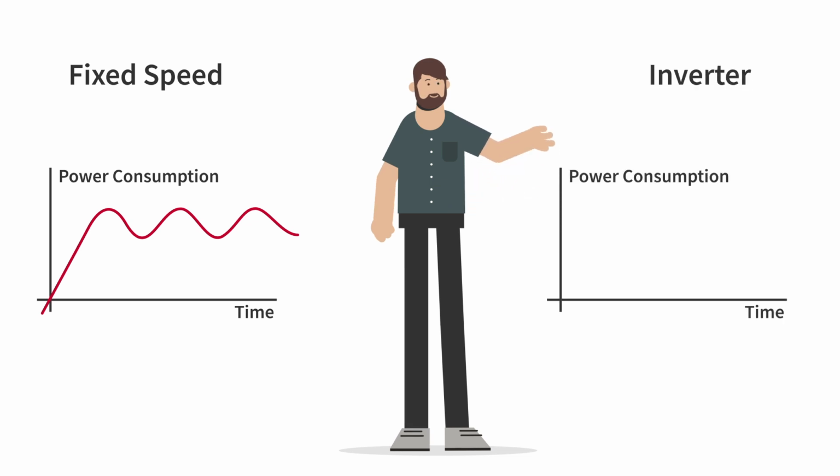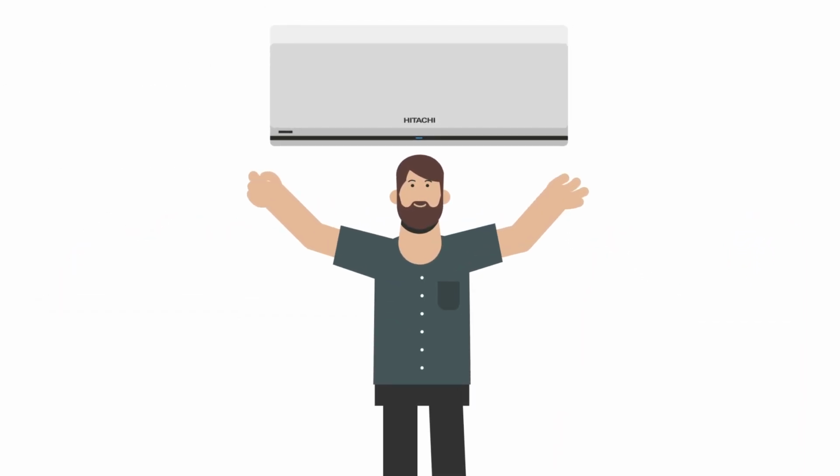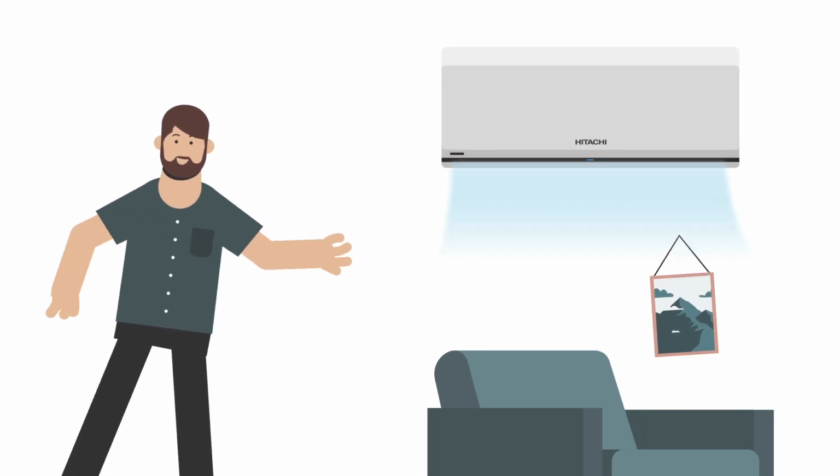Inverter systems vary the speed of the compressor motor, automatically adjusting operation to offer a consistent, comfortable temperature without stopping or starting. Useful to keep in mind when deciding which air conditioner is right for you. Now that you know what to look for, you'll be able to select your air conditioner like an expert. Are you ready?